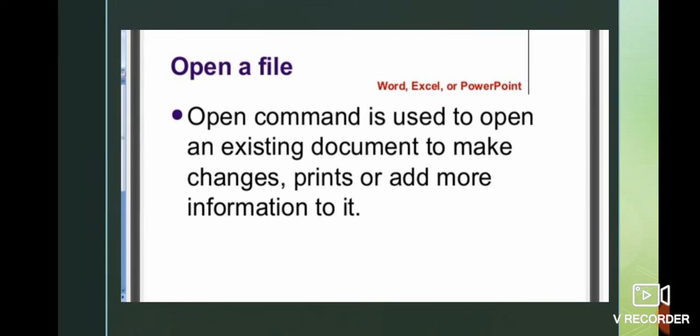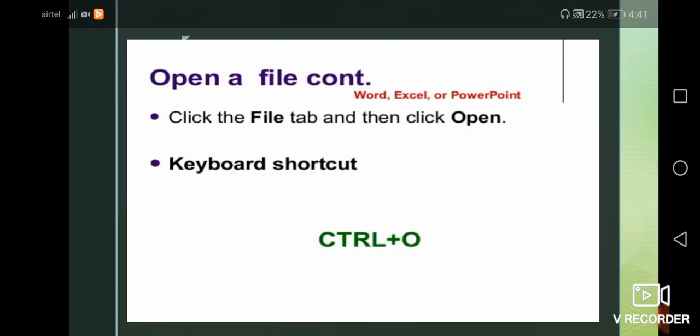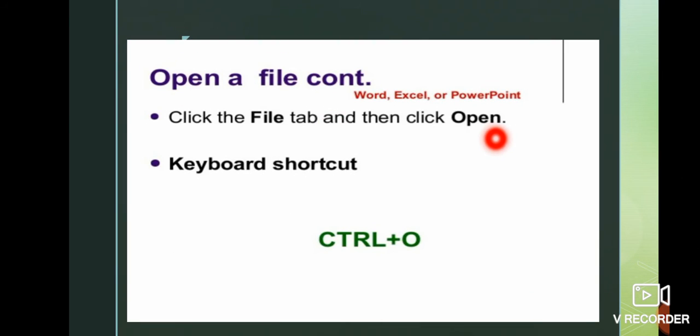Now how to open? You are going to click File and then Open. Or another way to open your file is using the keyboard. You are going to press Ctrl plus O. This is the shortcut key for opening your file. Then after that you are going to select your file name and click Open. Your file gets opened. This is the way to open your file.